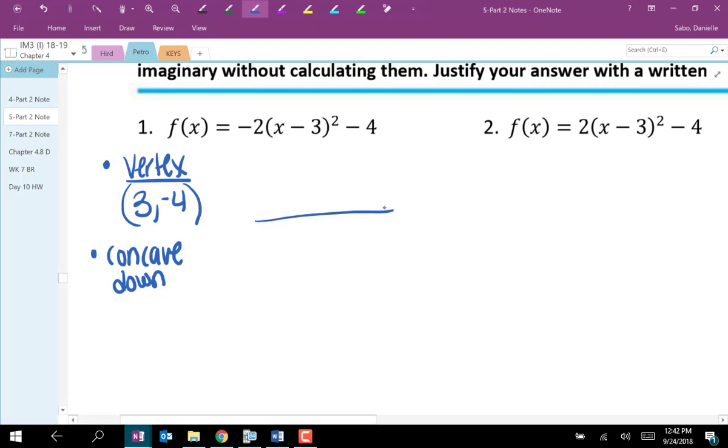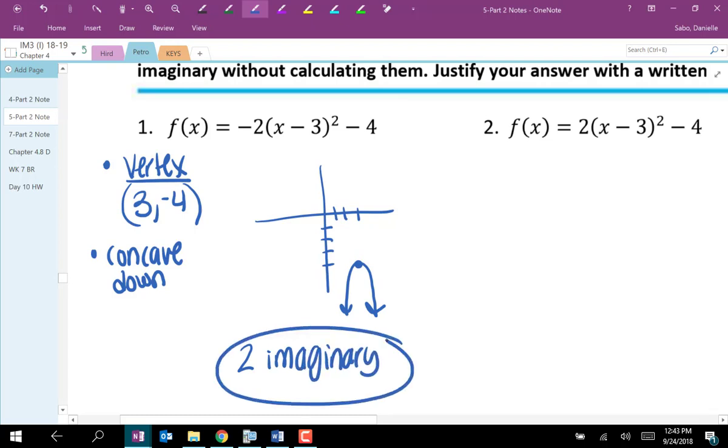So let's go ahead and sketch a graph. 3, 1, 2, 3, down, 1, 2, 3, 4 is my vertex. And it says I'm concave down, so there we go. Again, you have 3 options. Is it 2 real, 2 imaginary, or 1 real root in this situation? 2 imaginary. It does not cross the x-axis. So 2 imaginary, and we're done.